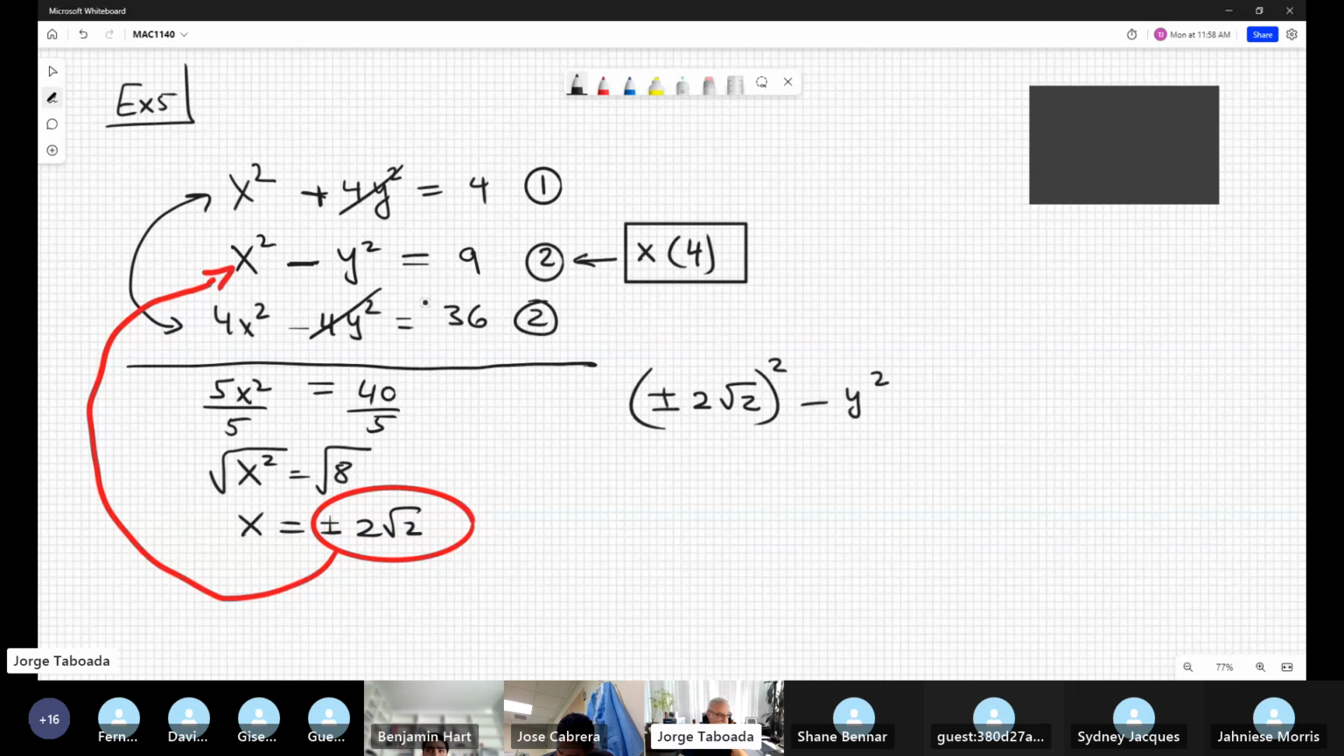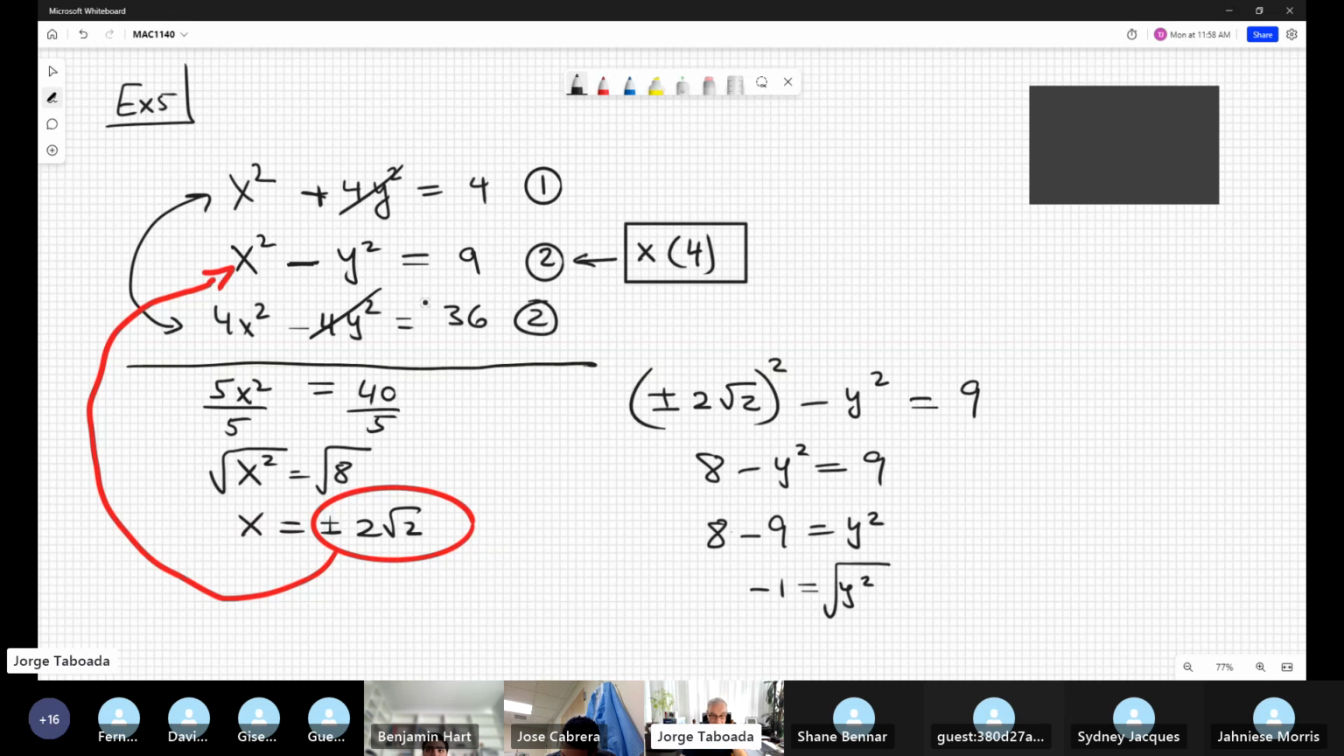Minus y squared equals 9. And yeah, I know the 2 radical 2 squared is 8, as we saw before. This is 8 minus y squared equals 9. Okay, I try to do my best now. So for y, 8 minus 9 is equal to y squared. I'm moving the y squared to the right hand side, I'm moving the 9 to the left. Doesn't matter. It's negative 1 equals y squared.